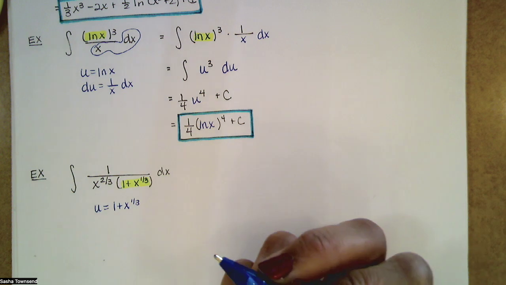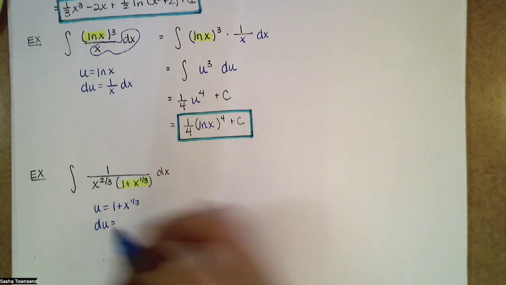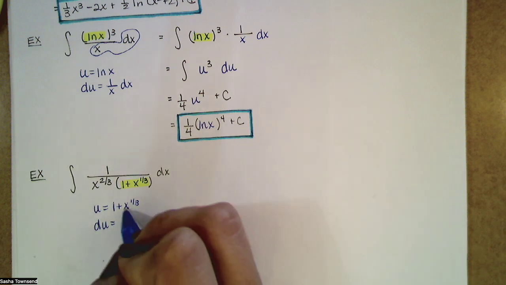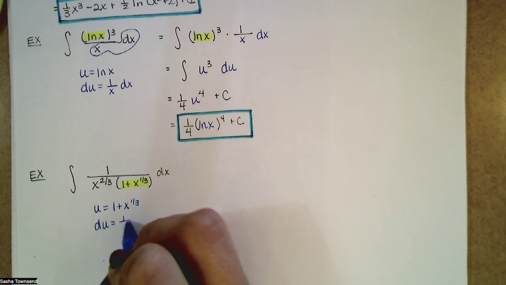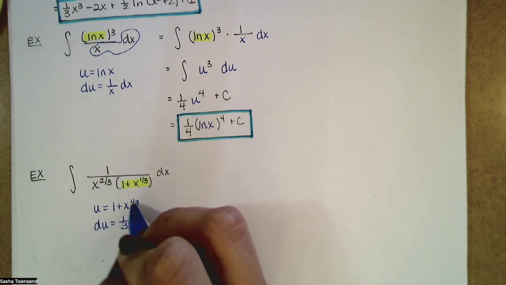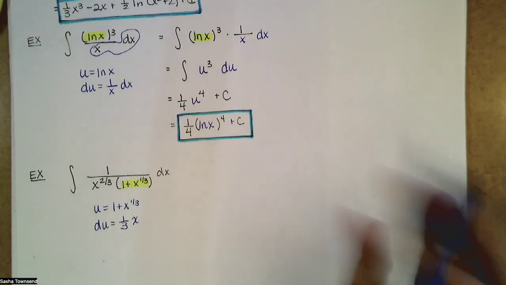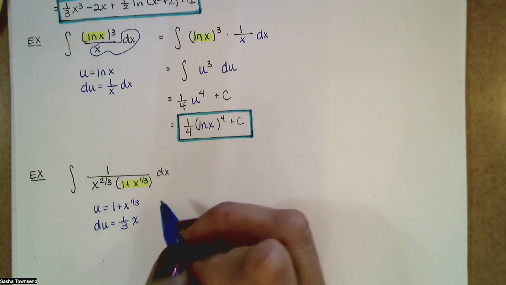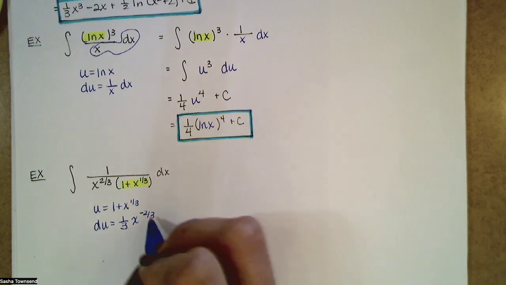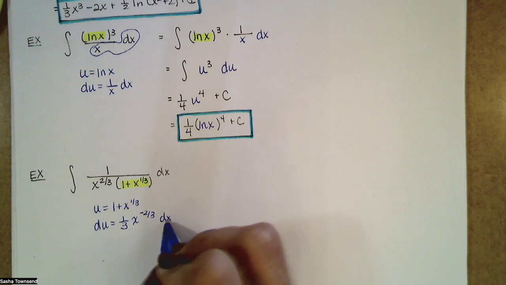So let's let u equal 1 plus x to the 1/3, and then we compute du. Well, the du is the derivative of 1, which is 0, plus the derivative of x to the 1/3, which we can find using the power rule. So that's 1/3 times x to the 1 less power. 1/3 minus 1 is 1/3 minus 3/3. 1/3 minus 3/3 is 1 minus 3, which is -2 divided by 3. So -2/3. That's the derivative of u times dx is our du.